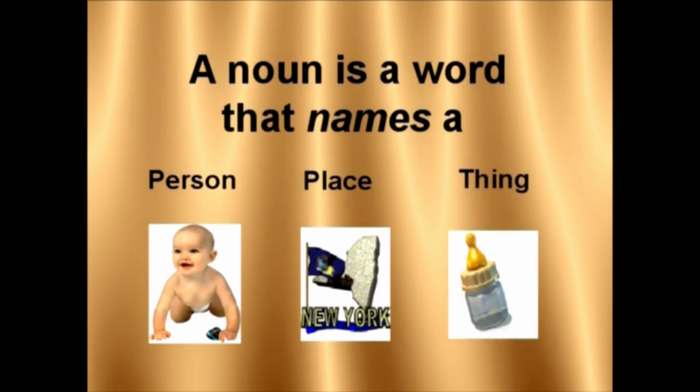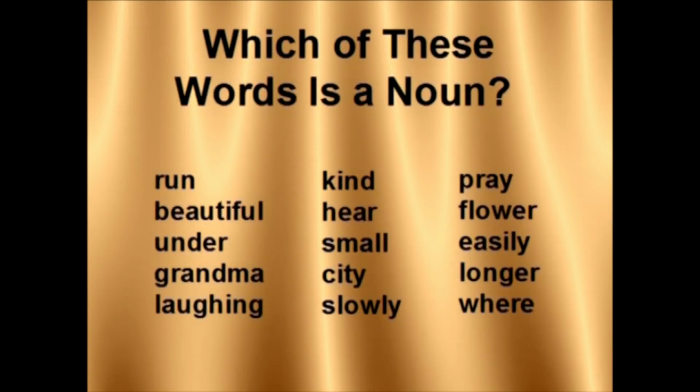Let's see if you can recognize which of the following 5 words is a noun. Listen carefully. Run, beautiful, under, grandma, laughing. If your answer is grandma, you're right, because it names a person.